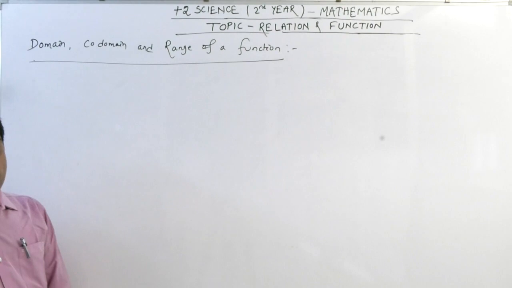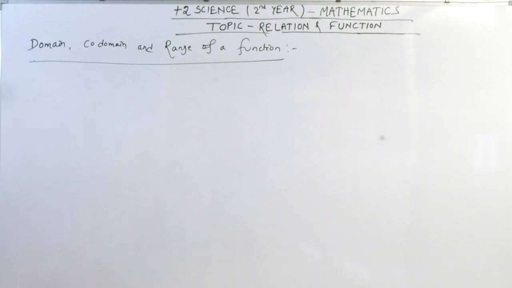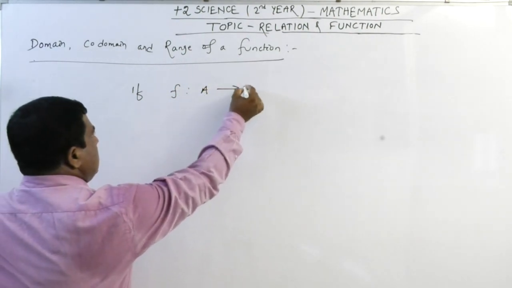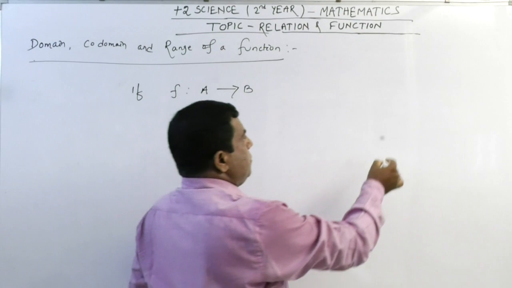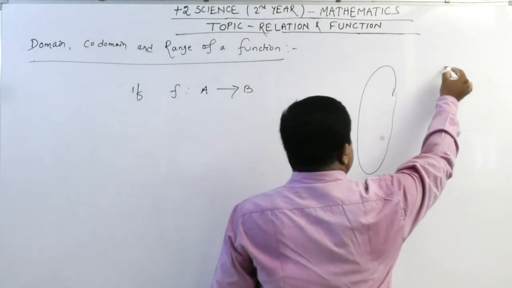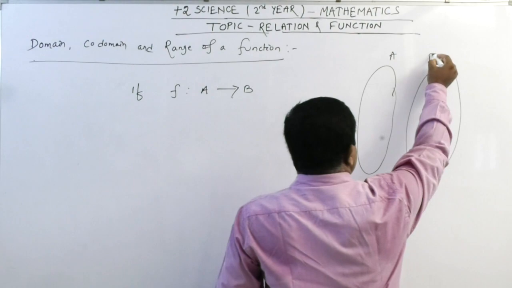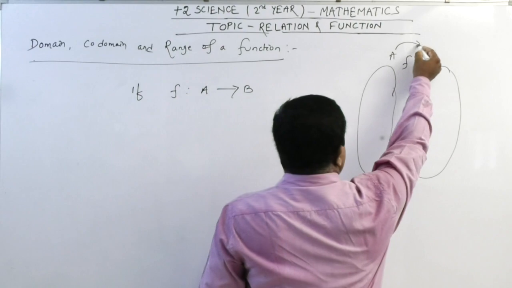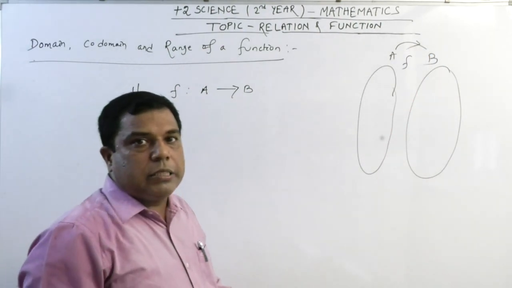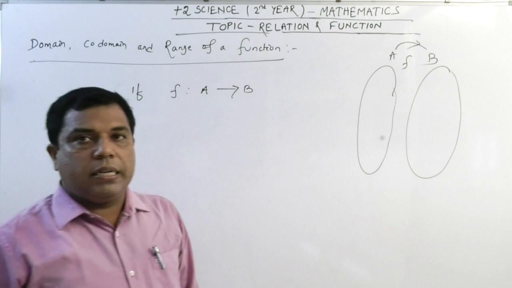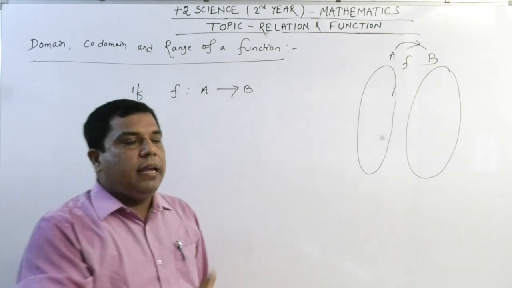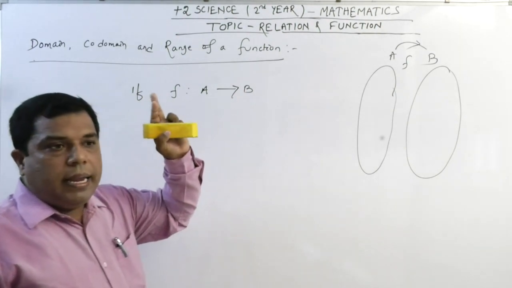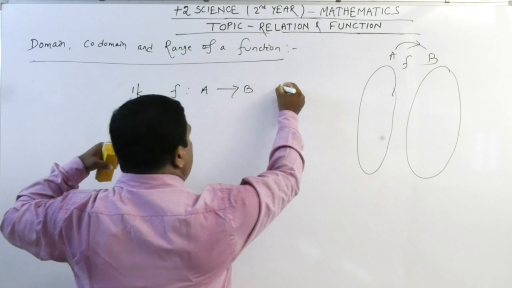Domain, codomain and range of a function. If f from A to B, it means it is from set A to set B. This is your set A and this is your set B, and it is the function f. F is from A to B. It maps the elements of set A, or connects the elements of set A to set B, through a certain relation.